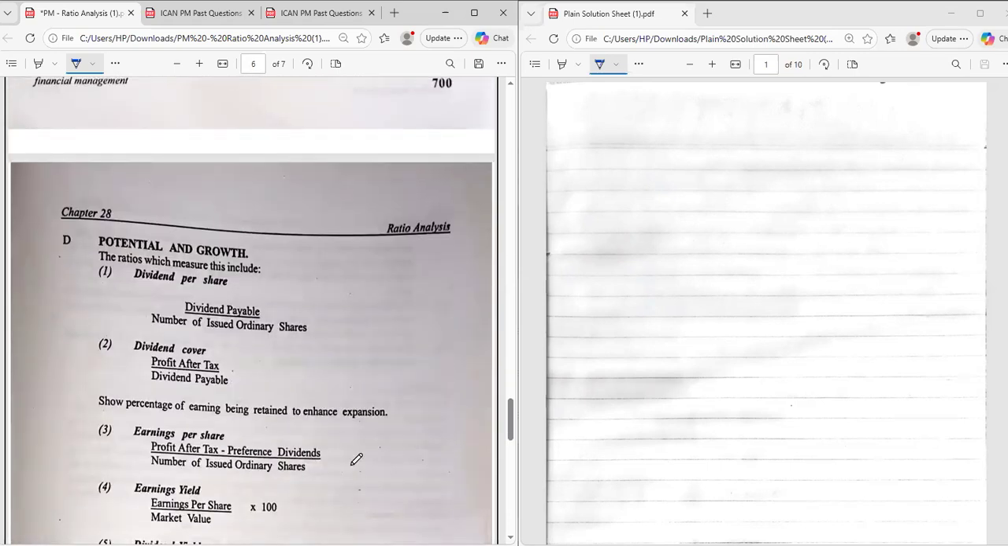So let's go to the next one. The material is already shared now. Who is asking for material?